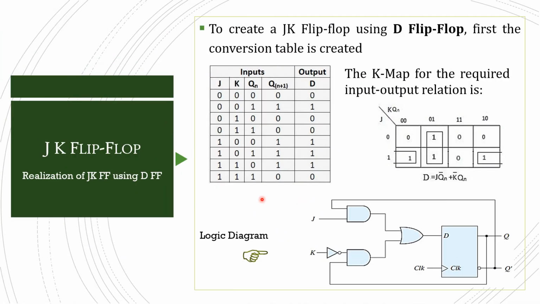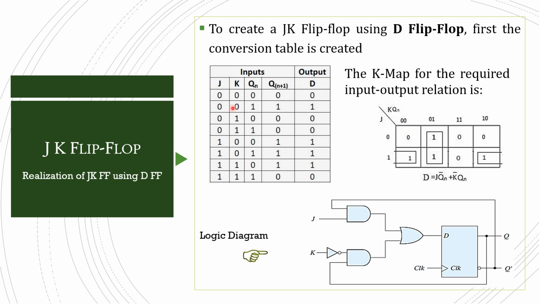Let's look into the realization of this JK flip-flop using D flip-flop. To create a JK flip-flop using D flip-flop, the first step is to generate the conversion table. We have J, K, Qn and Qn plus 1 as the input values. If J is equal to 0 and K is equal to 0, the previous state is 0 and Qn plus 1 is 0, then the D input should be 0.